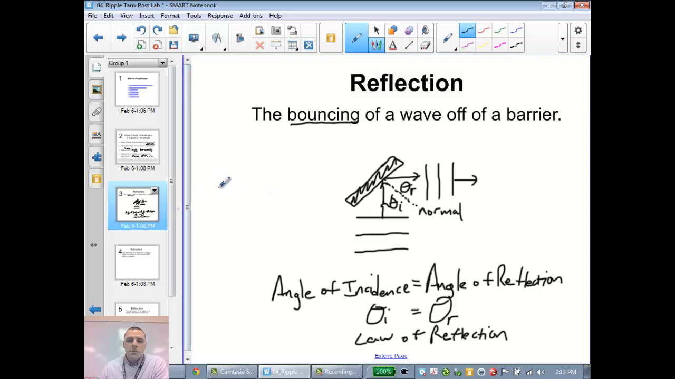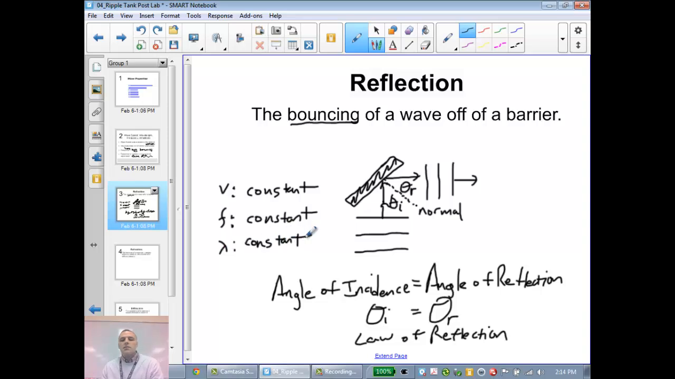The last thing I want to mention about reflection, and you'll see this as a common theme in this video, is how does reflection affect the velocity, the frequency, and the wavelength? Well, it turns out that reflection doesn't impact these things at all. They remain constant. Nothing changes about a wave when it reflects except its direction of travel. So velocity remains constant, frequency remains constant, and wavelength remains constant. So there are some of the basics of reflection.